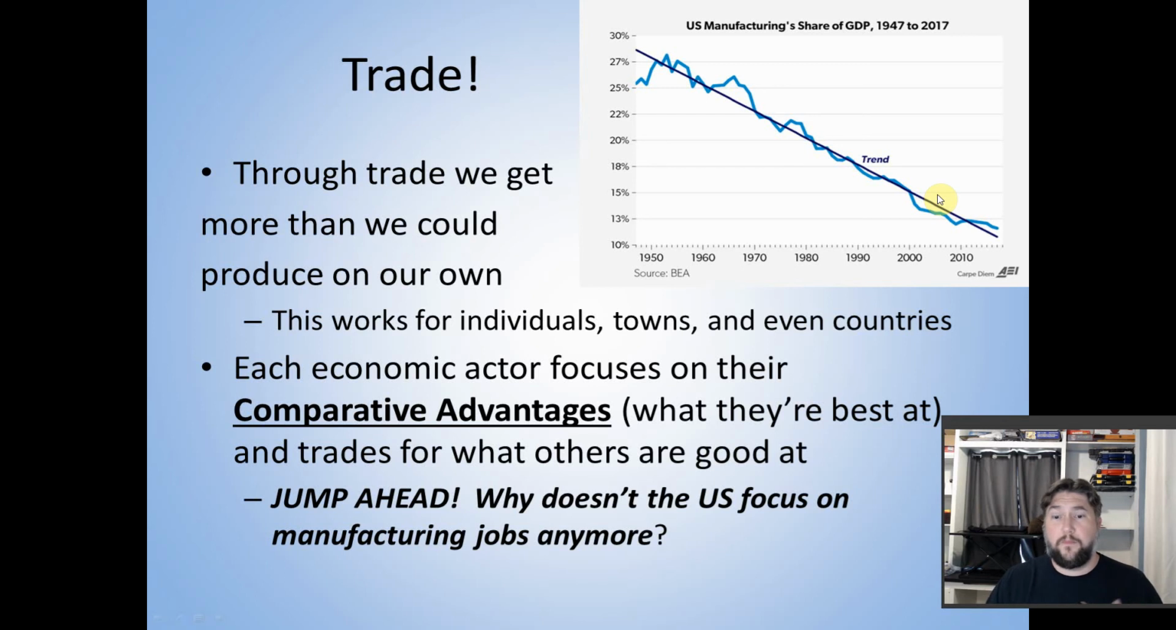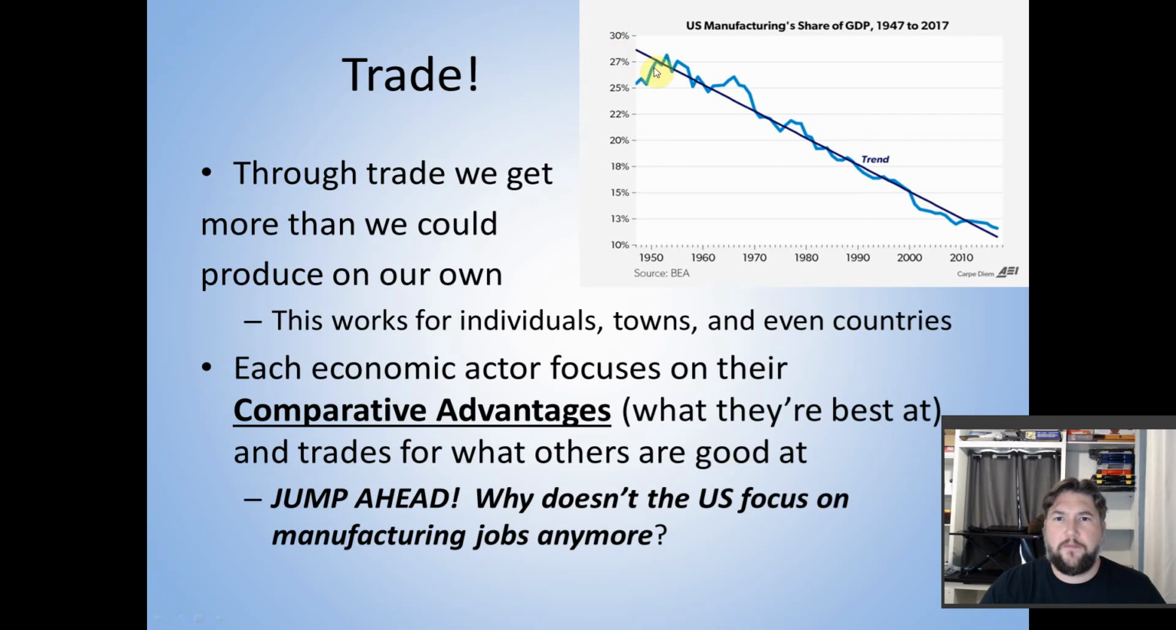It's basically giving up the least amount of something. It'll tell you what you're better at. But comparative advantage, what you're best at, that's what you should focus on. And I'll give you a real world example. It's kind of jumping ahead here, more of a macro question. But why doesn't the United States of America focus on manufacturing jobs anymore?